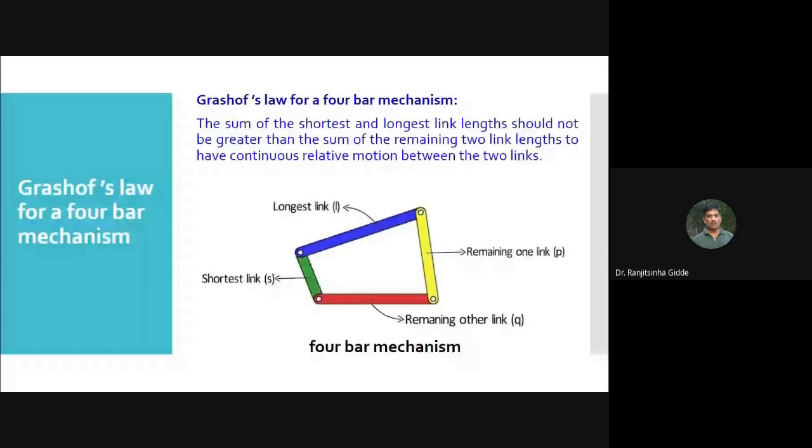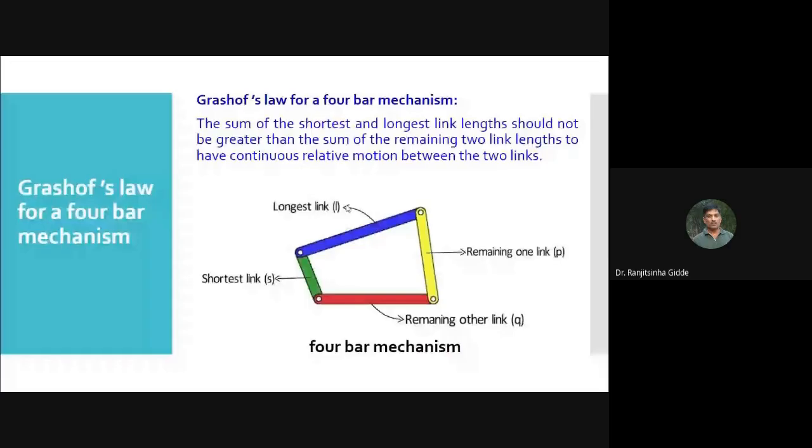Here you can see a 4-bar mechanism. This is the shortest link, and this blue one is the longest link. This is the remaining link, which is represented by P, and this is the other remaining link, which is represented by Q. So S means shortest, L means longest, and the remaining ones are P and Q.